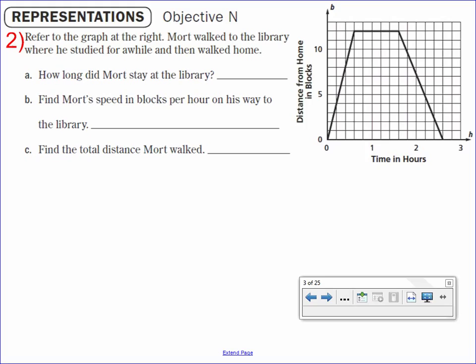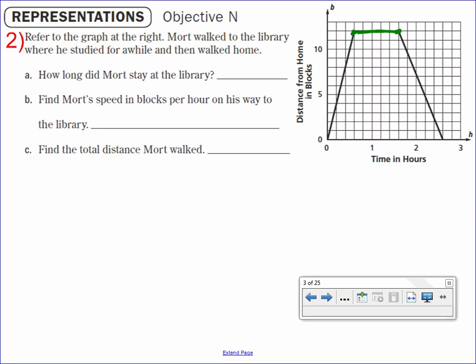This is all about graphing, right? Interpreting the graph and units. And so as I look at this graph, which portion of the graph, which piece, if you will, represents his stay at the library? Margo? The flat one at the top. And so this segment right here in green represents the stay at the library.